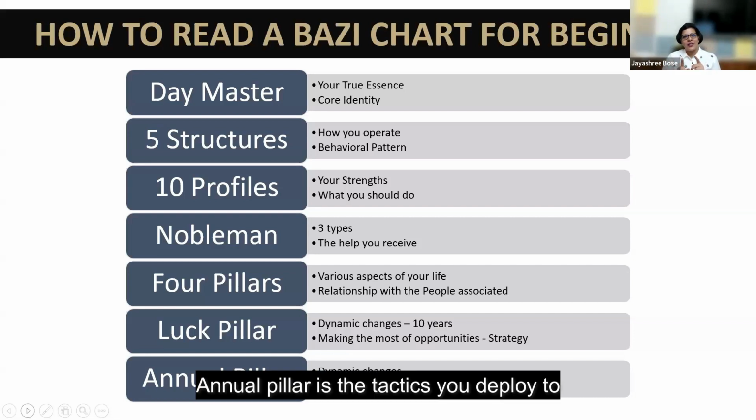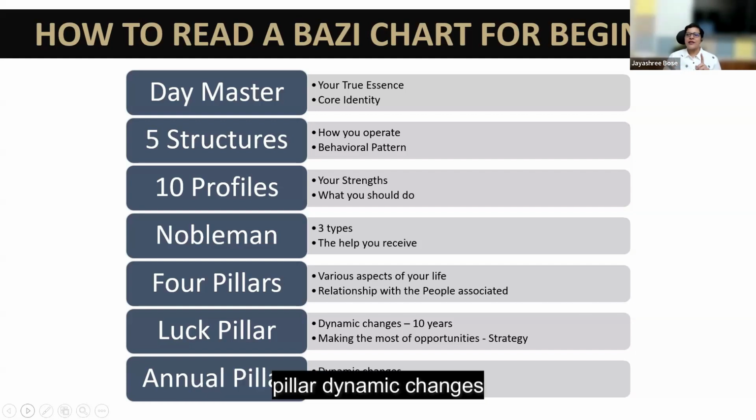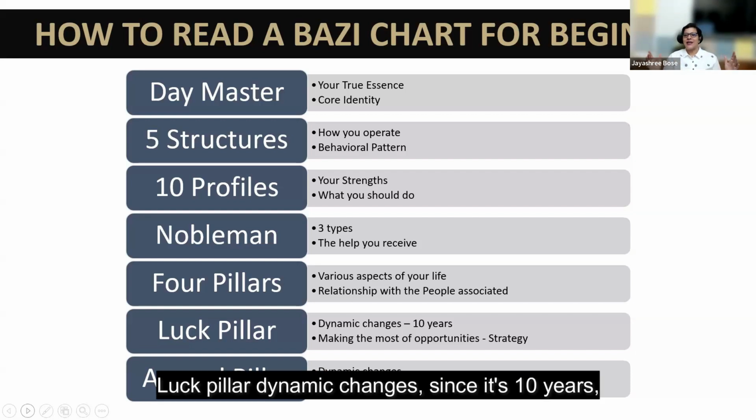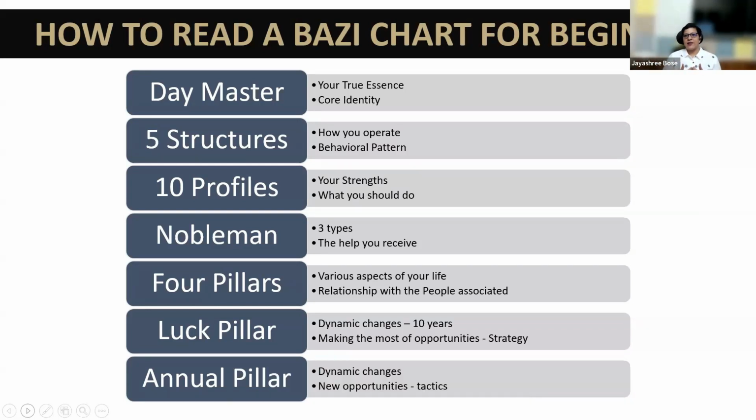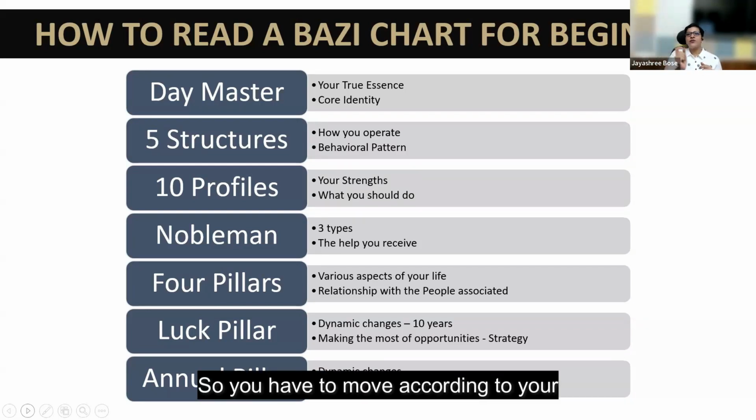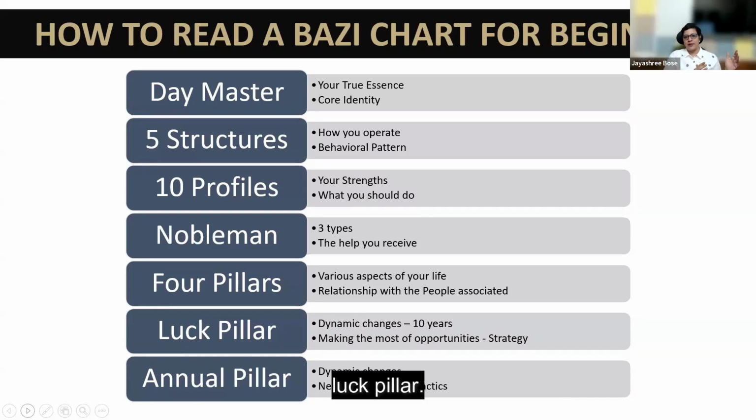The annual pillar is the tactics you deploy to support the luck pillar and your natal chart. So there's a difference between the annual pillar dynamic changes and the luck pillar dynamic changes. Luck pillar dynamic changes, since it's 10 years, take a longer period of time. The annual pillar, since it's a short time, is faster. You can feel it faster. So you have to move according to your annual pillar, but the long term vision is based on the luck pillar. How many of you got that?